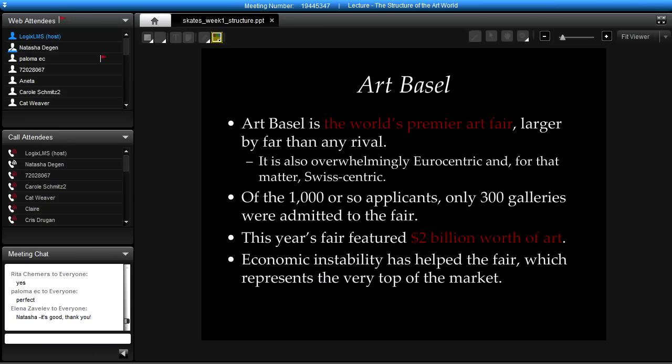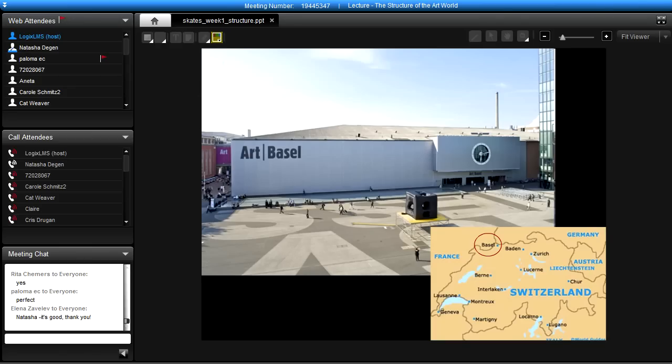In any event, talking about Art Basel. So Art Basel is one of the world's most exclusive fairs. There's about 1,000 or so applicants each year, of which 300 are admitted. And this past year's fair, so we're talking about in June 2012, featured about $2 billion worth of art, so quite a considerable amount, and reflects the fact that this is a fair which features primarily blue chip, modern, and contemporary art. So the sort of most established, tested, seasoned, art historically validated type of art.